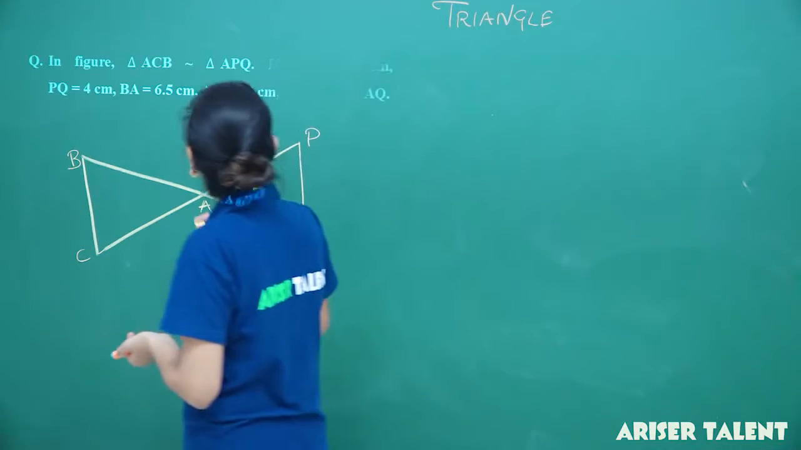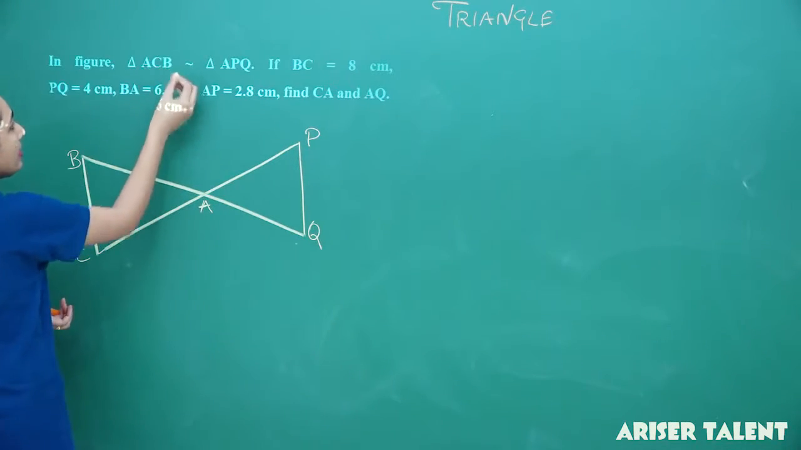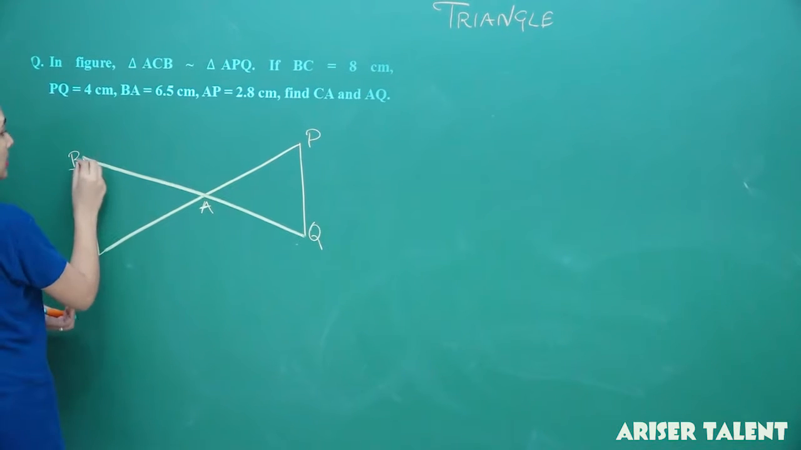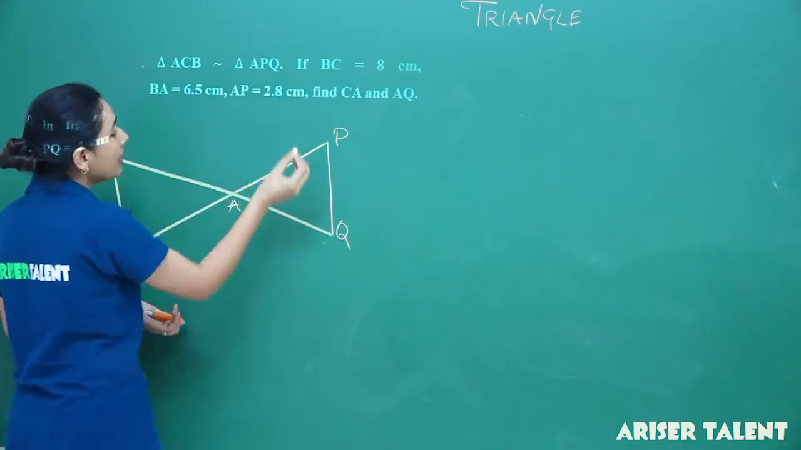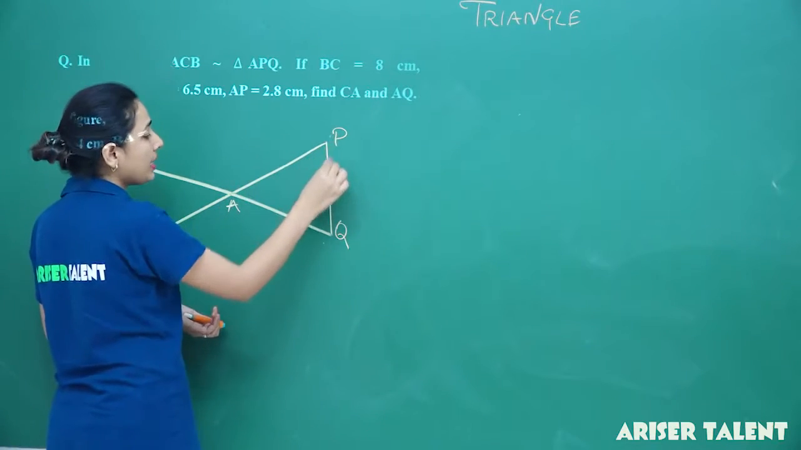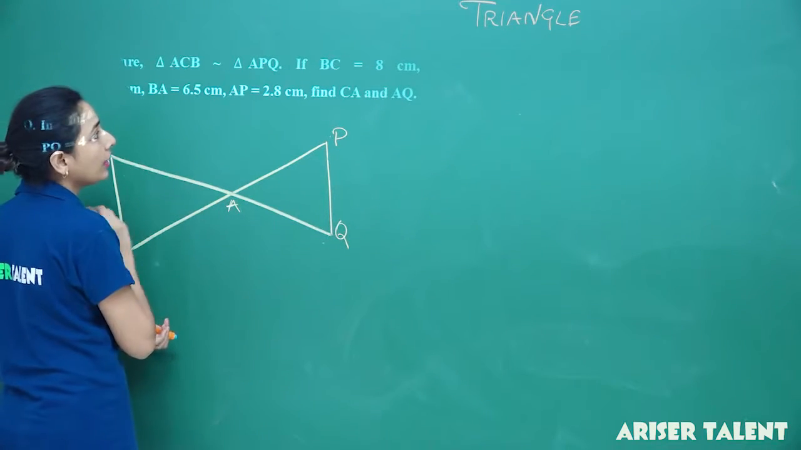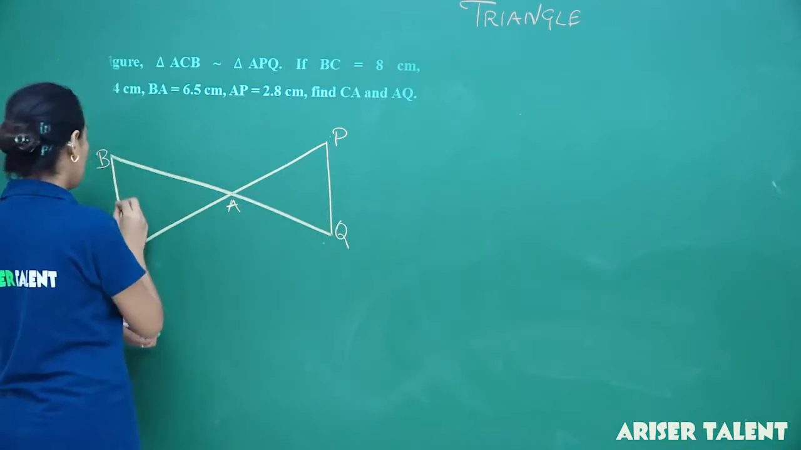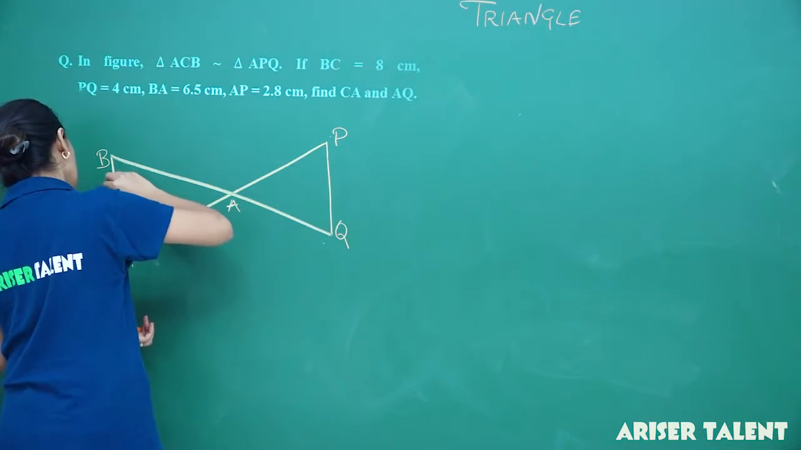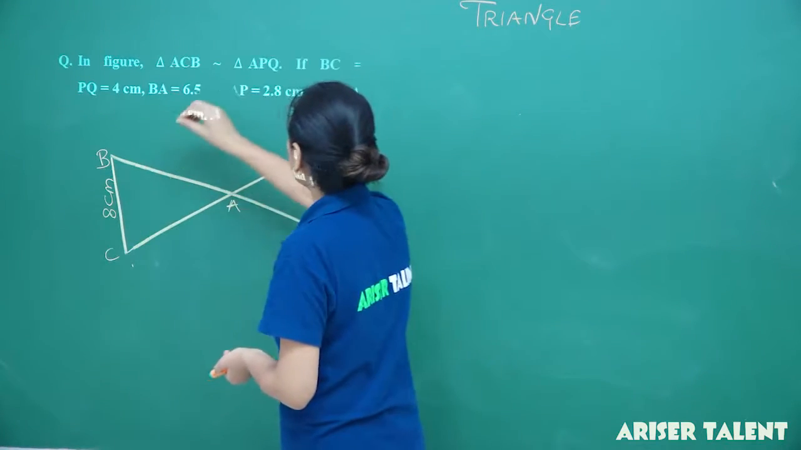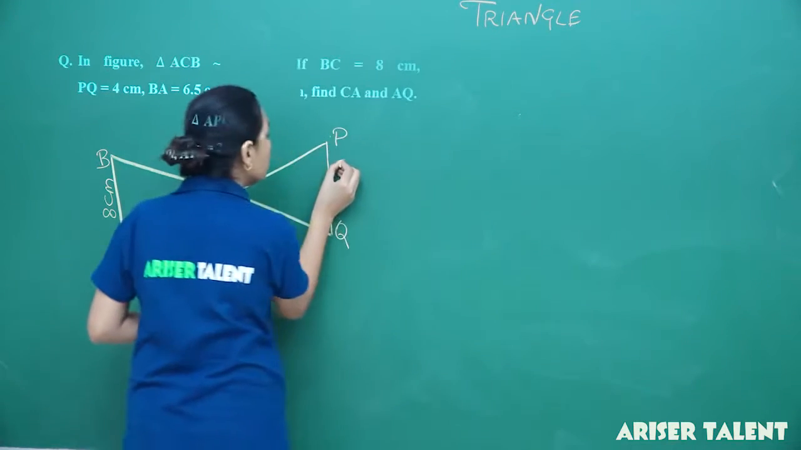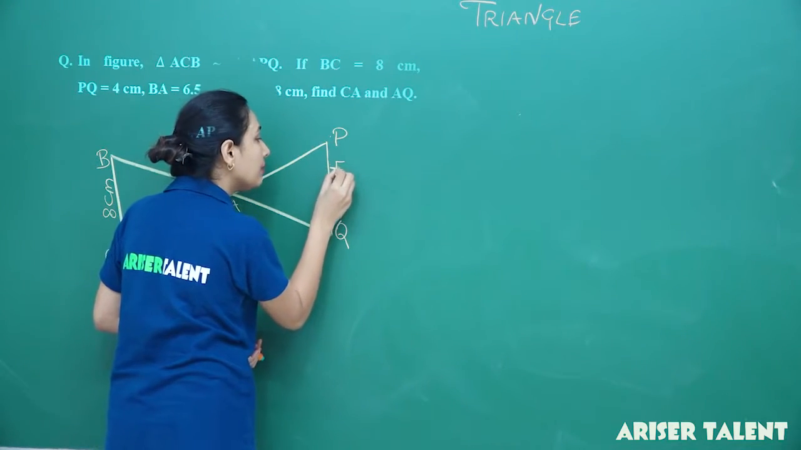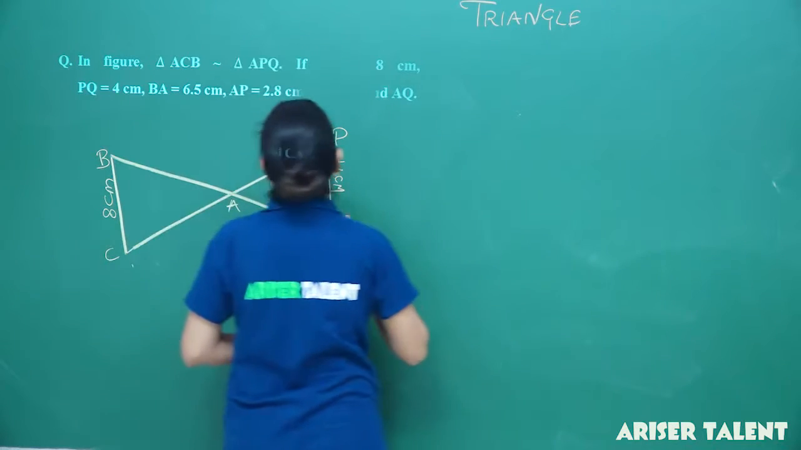Now you have given triangle ACB is similar to triangle APQ. Now BC is given 8 centimeter. So, I am marking just the given parameters here. PQ is equal to 4 centimeter. So, this is nothing but 4 centimeters.